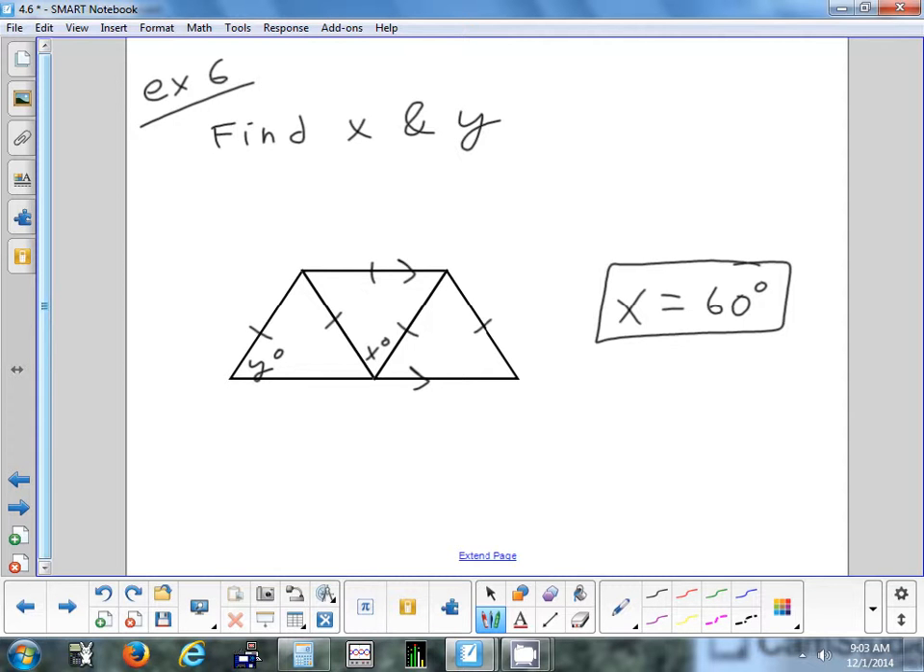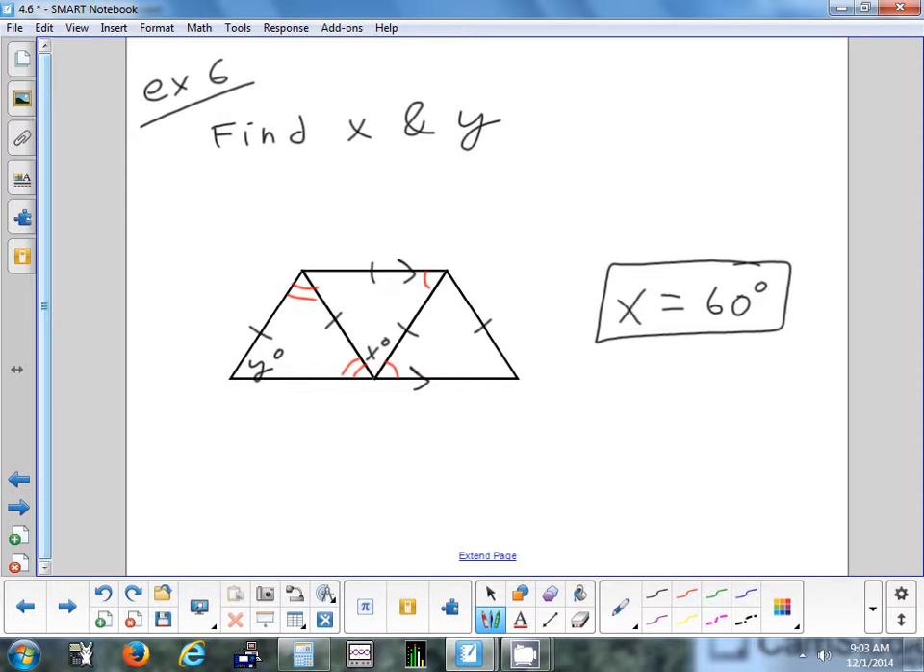We have parallel lines. Without the parallel lines, you'd be done at this point. There's nothing else you can do. But because we have two parallel lines cut by a transversal, we know all kinds of things. This angle is the same as that angle. We could do it the other way. Two parallel lines cut by a transversal. This angle is the same as that angle.